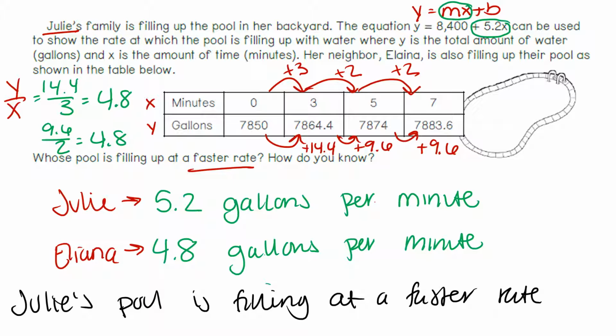Because Julie's pool is filling up at 5.2 gallons per minute, while Elena's pool is filling up at only 4.8 gallons per minute.